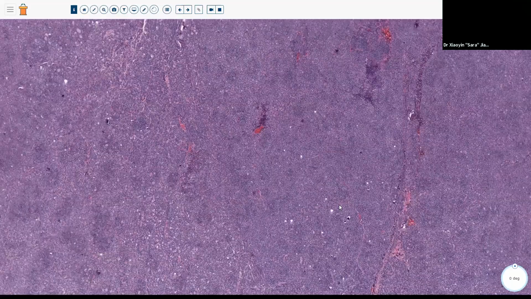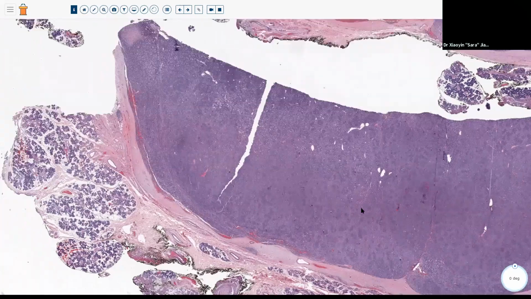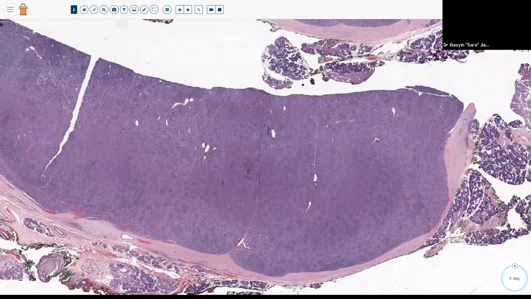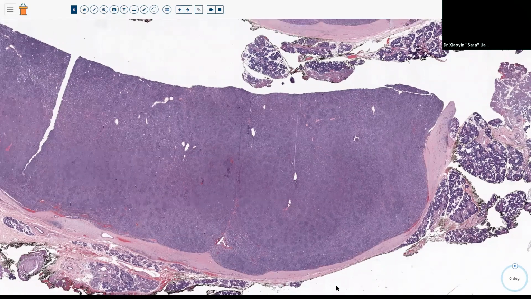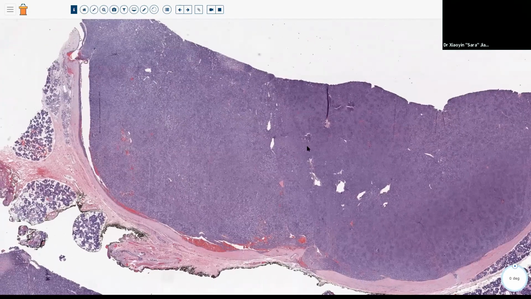So in this case, going back to the circumscription, the pattern is pretty much all basaloid and it's well circumscribed. So this would fit with a basal cell adenoma. And basal cell adenoma really is kind of a morphologic diagnosis.